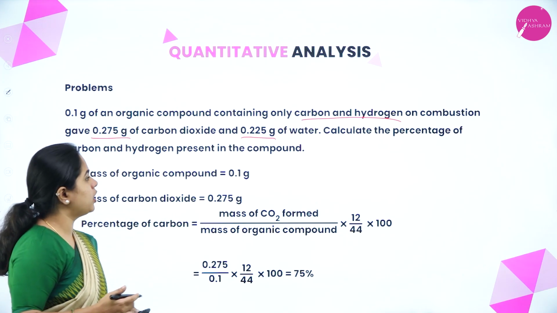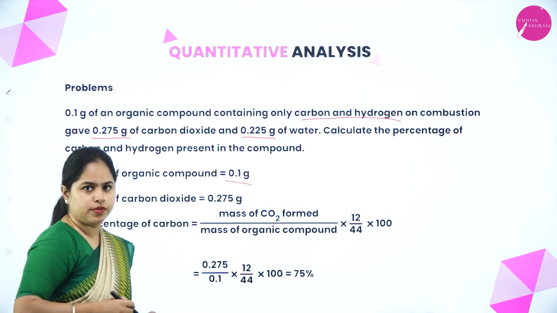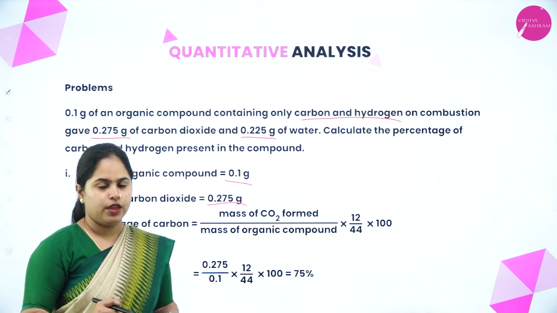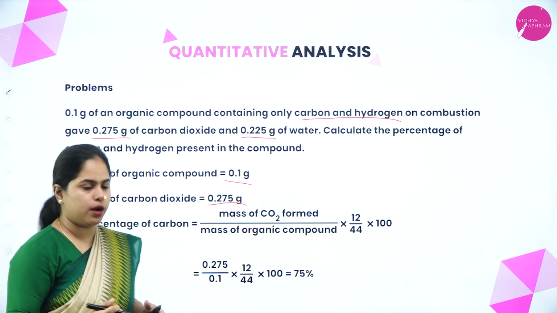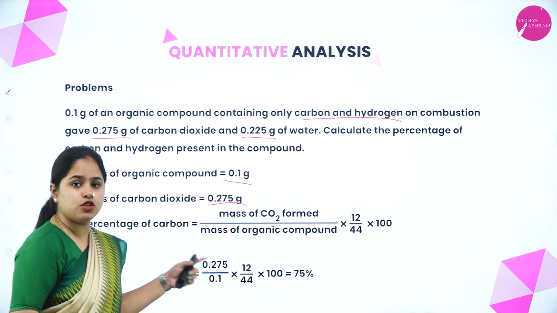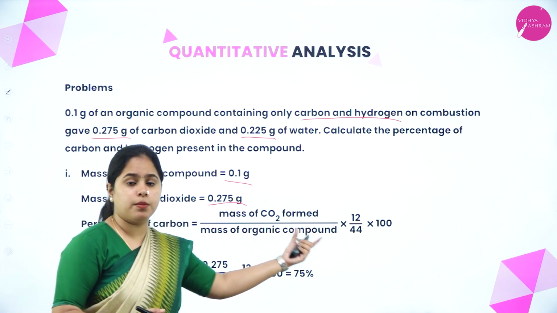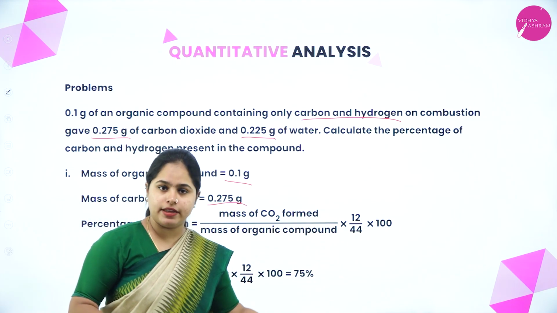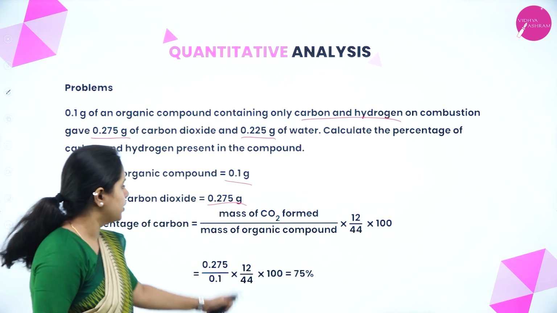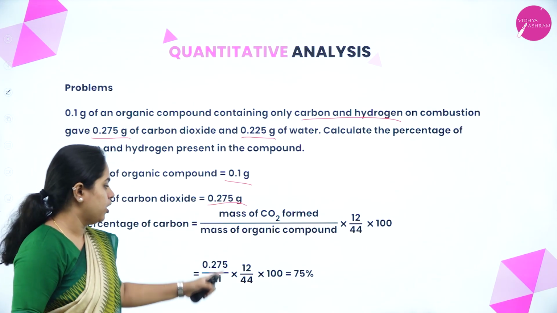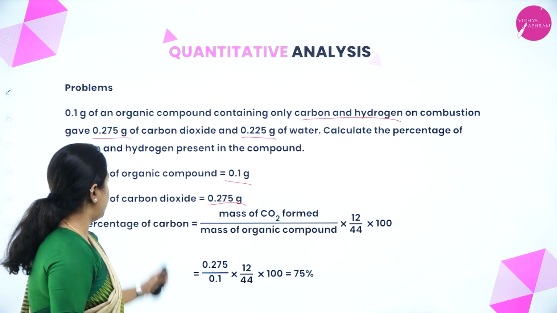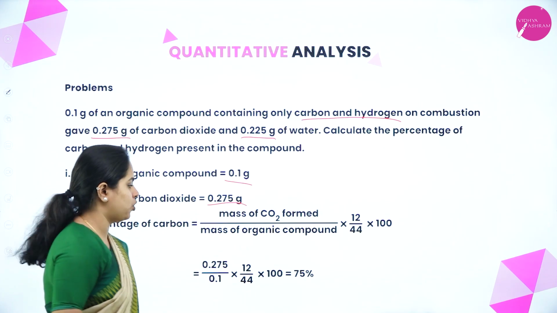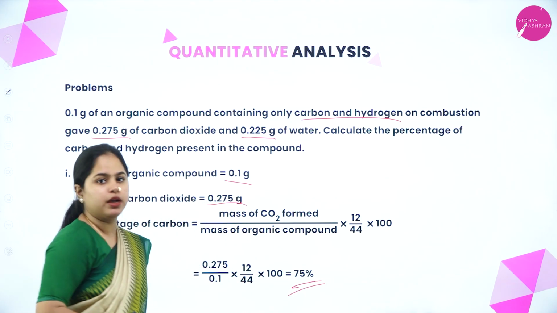So the mass of organic compound is given as 0.1 gram. Mass of carbon dioxide is 0.275 gram. So we are calculating the percentage of carbon first. So what is the equation? Percentage of carbon is equal to mass of carbon dioxide formed divided by mass of organic compound into 12 divided by 44 into 100, right? So what is the mass of carbon dioxide formed? 0.275 divided by mass of organic compound 0.1 into 12 divided by 44 into 100, which will give you 75%.